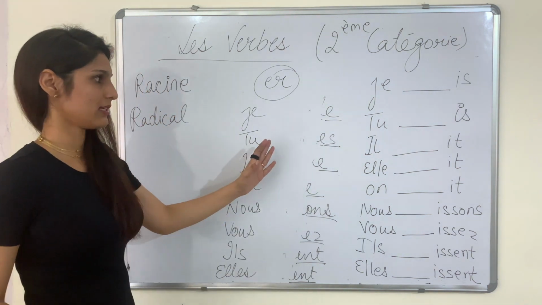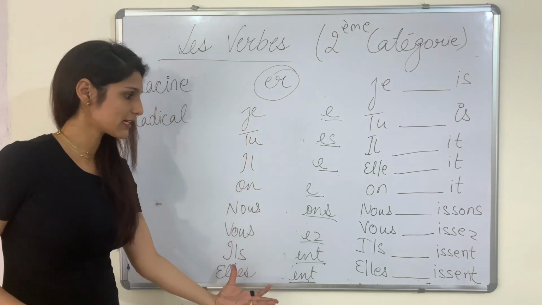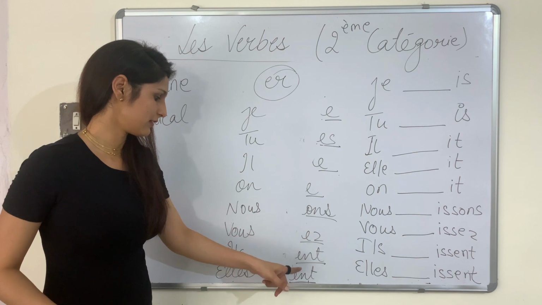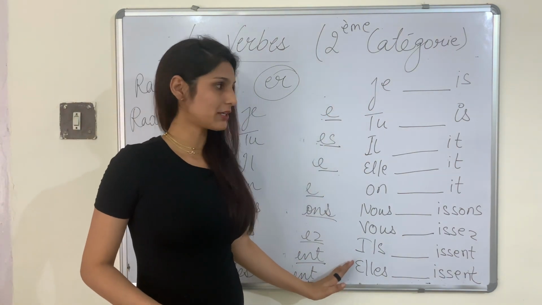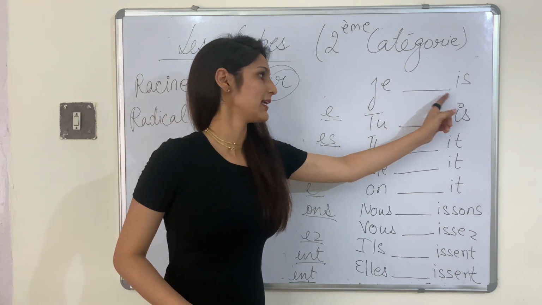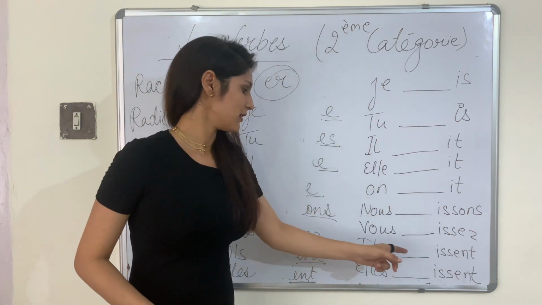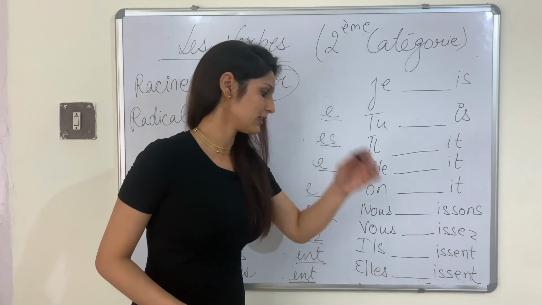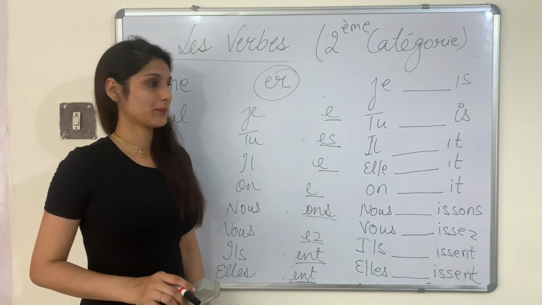Now I hope you can see that this was the terminaison in your first category verbs: e, es, e, ons, ez, ent, ent. So now in the second group of verbs, the terminaison is fixed. It is is, is, it, issons, issez, and issent, and again with elles, issent. Now we will solve one verb.